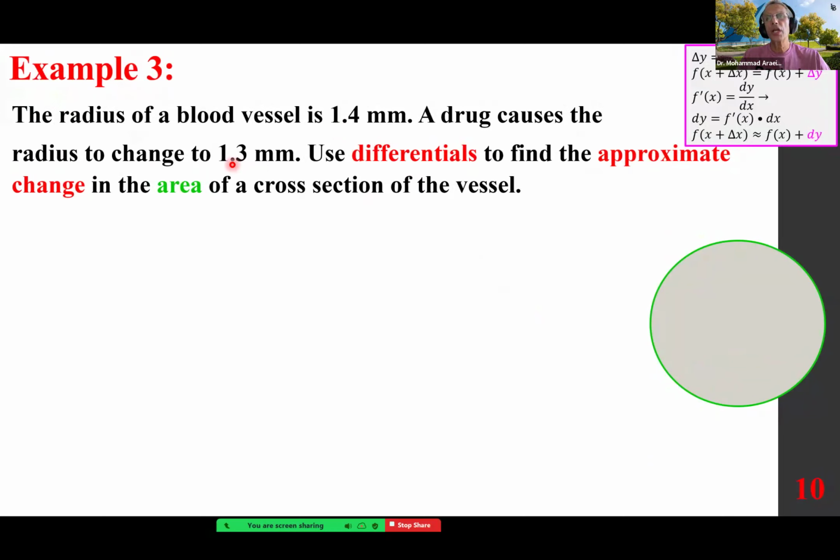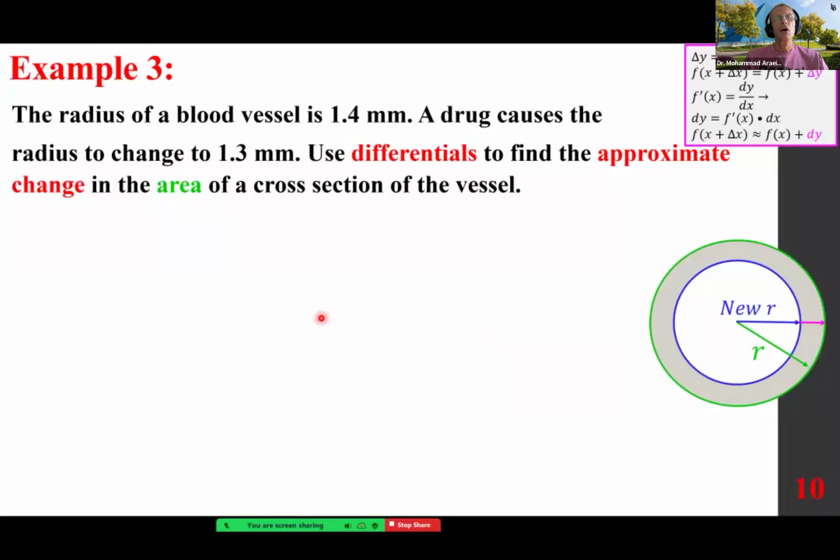Using the drug changes the radius. It shrinks it and it takes it to 1.3 millimeters. So originally, this is the radius. This is the radius. Now the new radius is smaller. And this is the difference between the new and old radius.